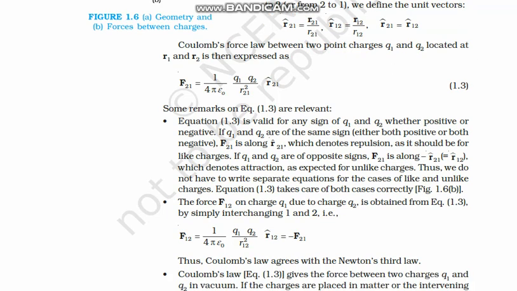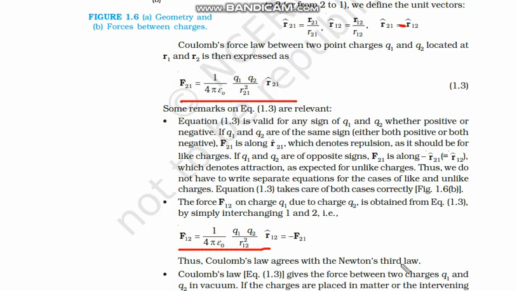So we have seen that the force on particle 2 due to 1 is given by this, and the force on particle 1 due to 2 is given by this, and both these forces are equal in magnitude but opposite in direction. So this is mentioned here, R21 is equal to R12, but there must be a negative sign. There is a mistake here, so there must be a negative sign. Thus Coulomb's law agrees with Newton's third law.